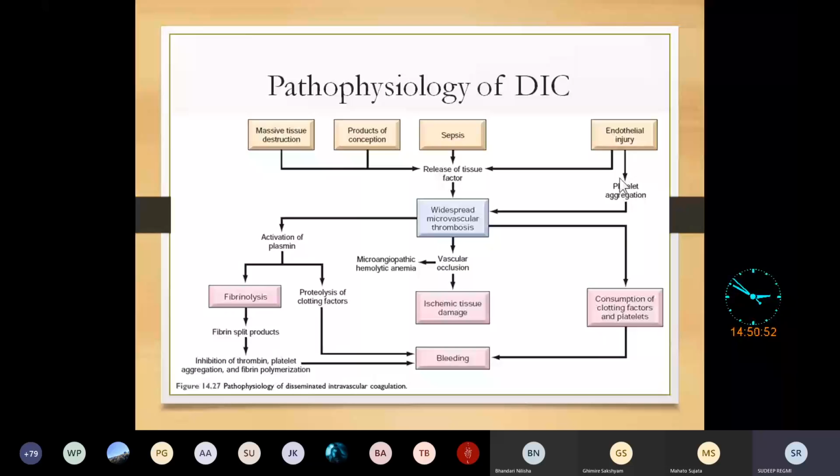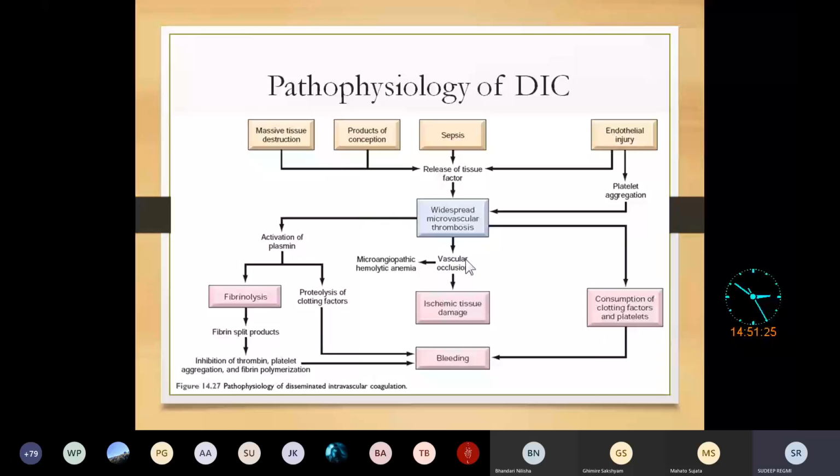So due to this release of tissue factor, there will be widespread microvascular thrombosis, which will lead to vascular occlusion. Due to this vascular occlusion, whatever blood the patient has is flowing in the vessels, and now there will be microangiopathic hemolytic anemia. Now there will be widespread thrombosis.